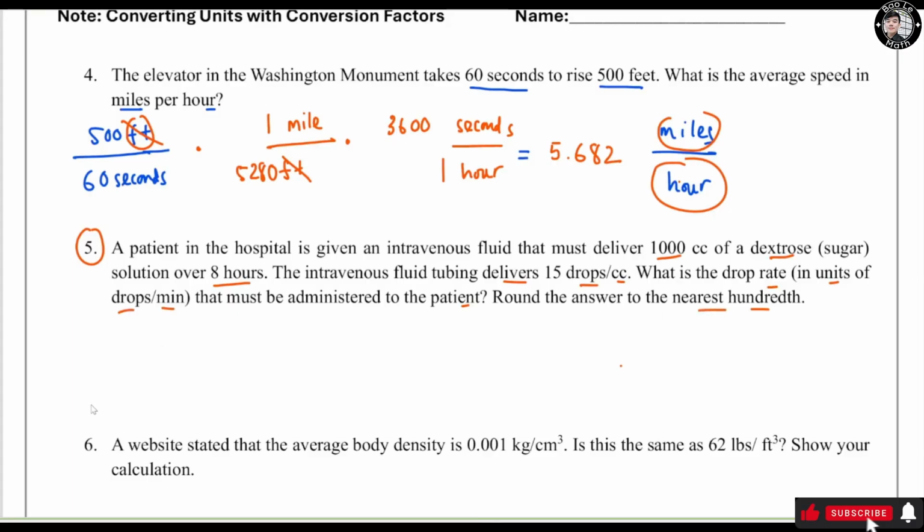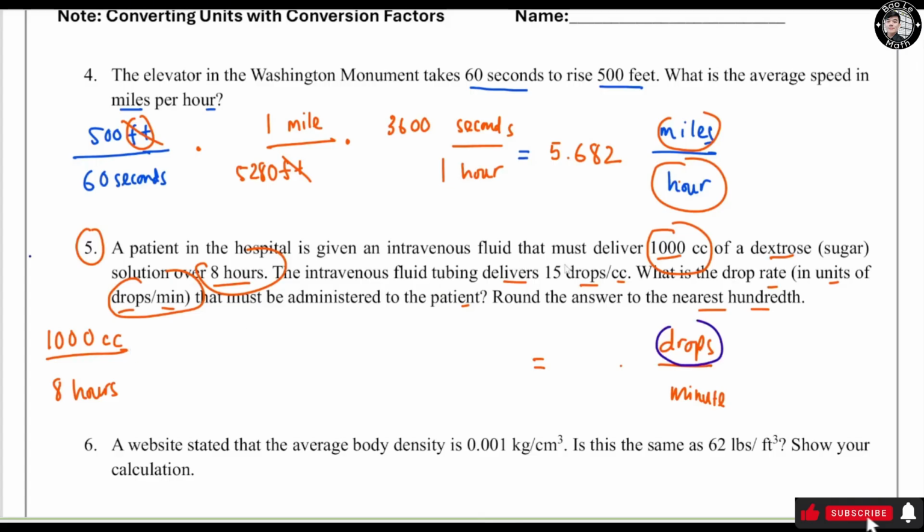Alright, this one right here, 1000 cc per 8 hours. Now our goal is drops per minute. We look at this one right here, we need drops, we don't need cc anymore, right? So we have the conversion factor right here, drops per cc. We need to find a way to eliminate cc, so we put cc on the bottom and drops on the top. So we have 15 drops per 1 cc, so this cancels out, right?